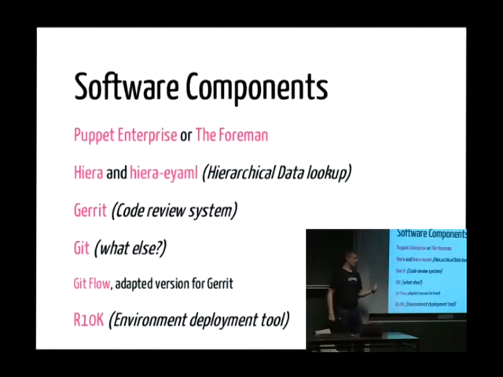Gerrit is also acting as the Git server, and I'm using the Git extension Git-Flow, which is a great workflow, as Git is a very powerful tool. It's very flexible. It's very hard to align the way that people use Git if multiple persons are involved. Lastly, I use R10K, which is a pretty cool environment deployment tool. It uses dynamic environments, and it also downloads all the modules from other sources.